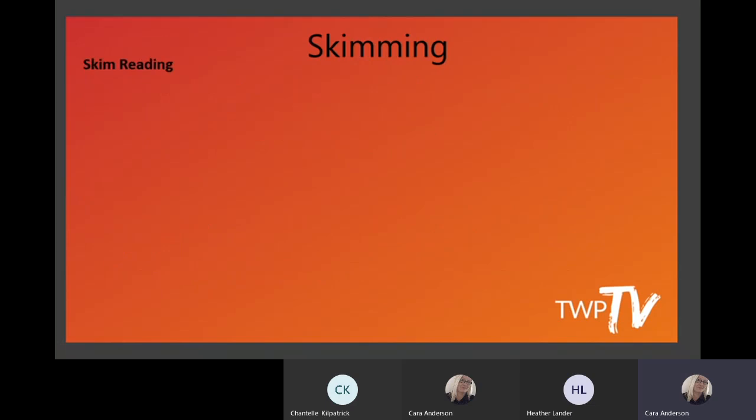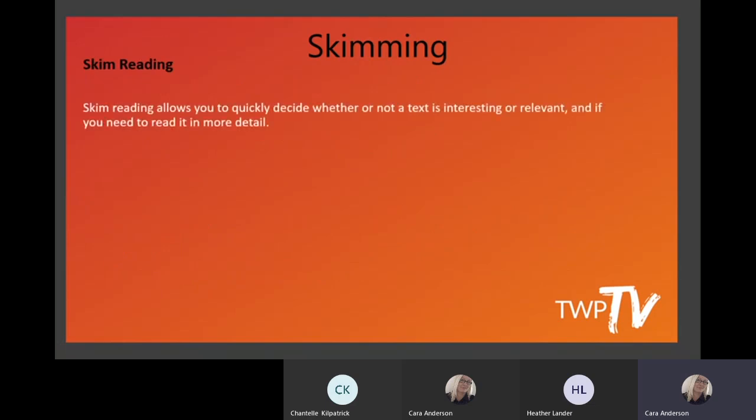Okay, so moving on to skimming. Skim reading allows you to quickly decide whether or not the text is interesting or relevant, and if you need to read it in more detail. Unfortunately for you guys, whether you find the text in the exam interesting or not, you're going to have to read it in full to be able to answer the questions, but hopefully you'll get lucky and get something that you can relate to a little bit. They are usually pretty good. They're quite broad in general, so they're not necessarily specific. They do try and make them relatable to as many people as possible to try and keep you engaged.